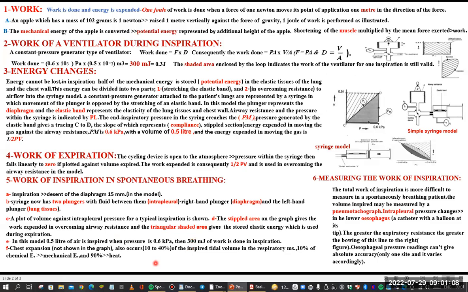We can see that the chest expansion is not mentioned much in this experiment. It represents around 10 to 40% of the total tidal volume, mainly due to the diaphragm, and of course we include the scalene muscles and so forth in the process of respiration.